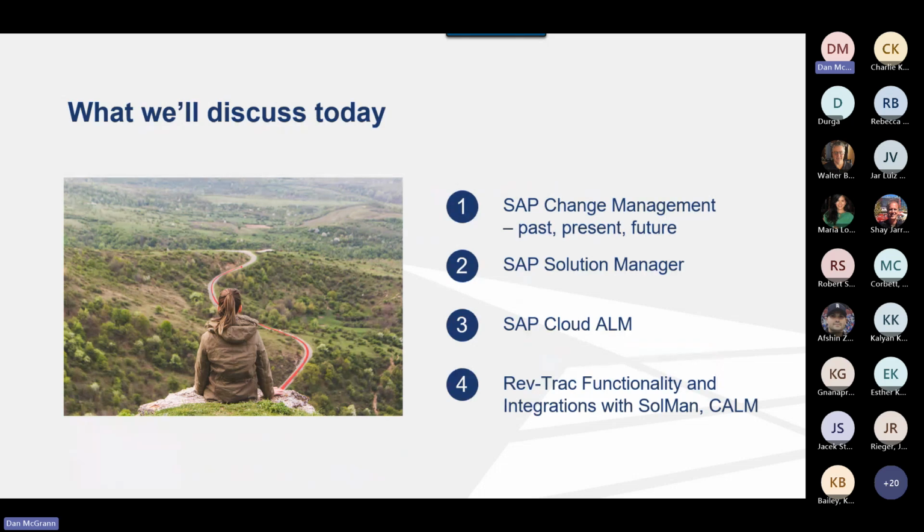So, a quick look at today's agenda: a little bit about the past, present, and future of SAP Change Management, right? What it's been, where it is now, and where it's going from our perspective. That's a big topic for us because that's what our company focuses on. Something about Solution Manager, a little bit more information about Cloud ALM or CALM, as it's called. And then towards the end, a little bit about Rev-Trac functionality, our current integrations with both Solution Manager and CALM, and just some information in those areas.